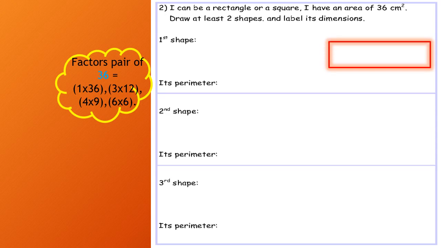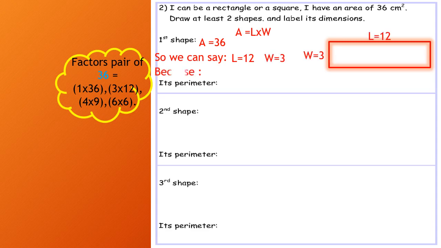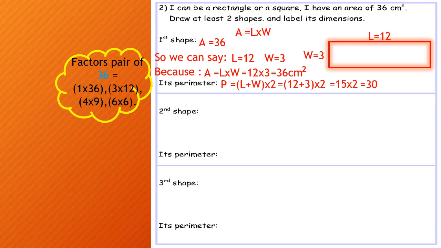First one, we can make a rectangle. Its area is 36. Let's make the length 12 and the width 3. Why? Because length by width, 12 by 3, equals 36 centimeters square. So its perimeter, length plus width by 2, 12 plus 3 is 15, by 2, the double of 15 equals 30 centimeters.